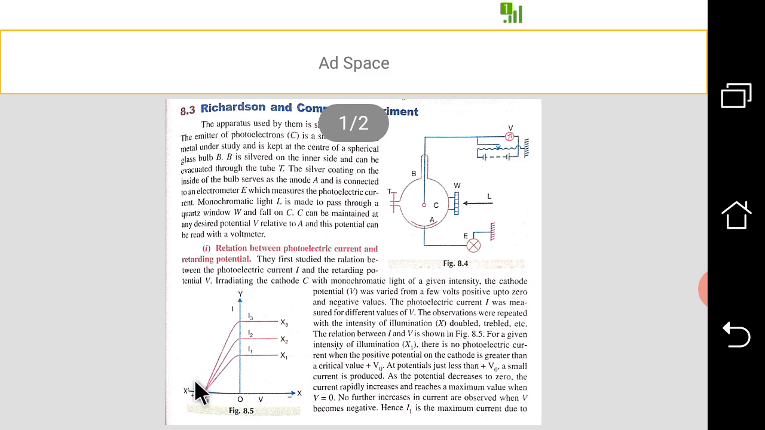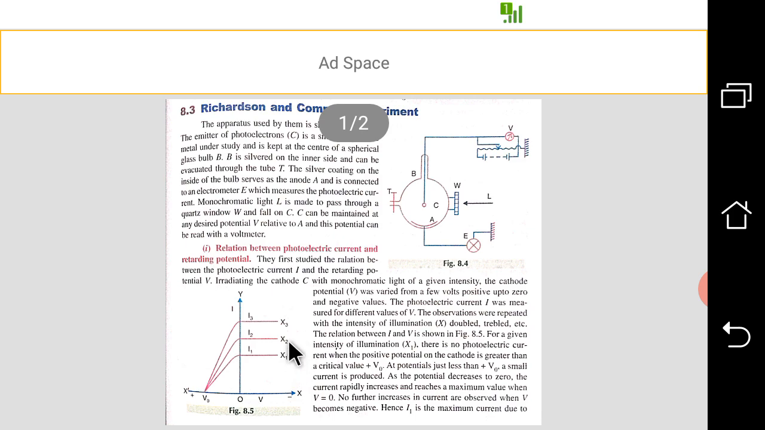There is no current in this region. At potential just less than plus V0, a small current is produced and it rapidly reaches maximum value when V is equal to 0. No further increase in the current is observed when V becomes negative. Hence, I1 is the maximum current due to illumination of intensity X1.